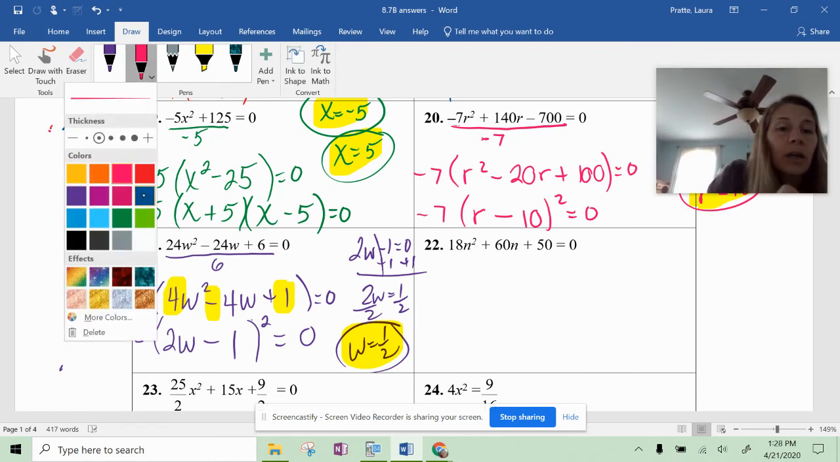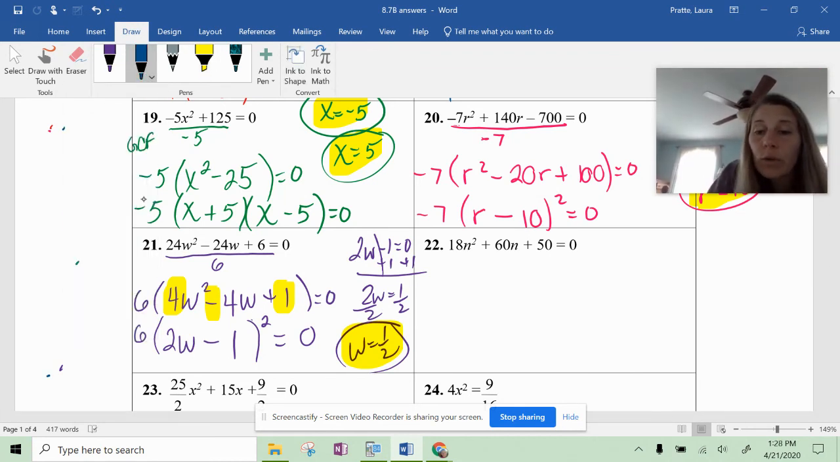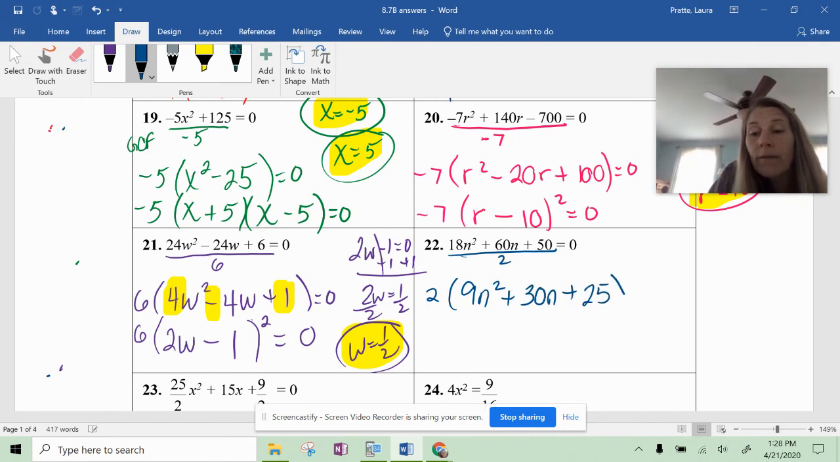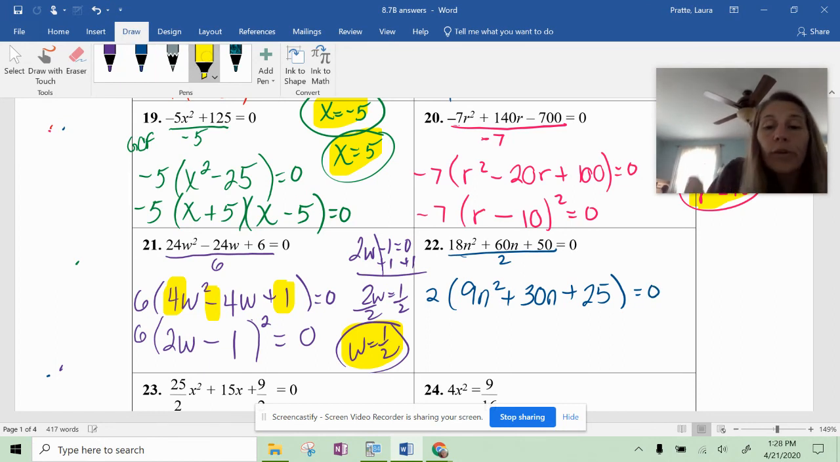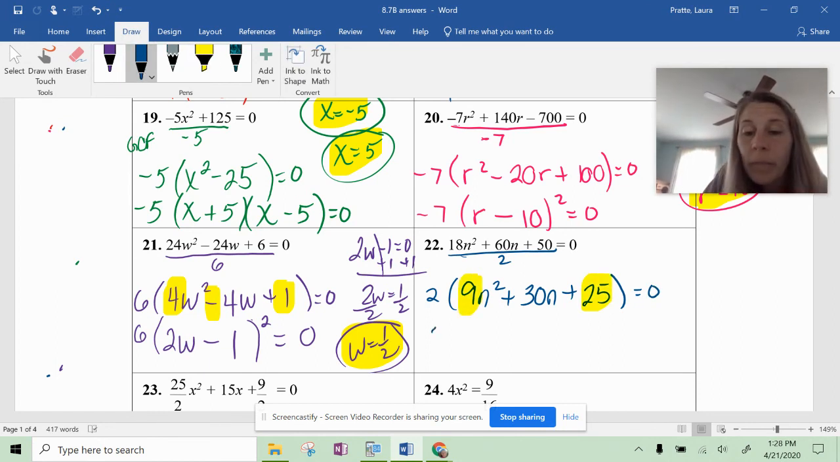Okay, then I'm going to go ahead and do 22. This one looks like, let's see, is there something that's divisible by? Definitely going to be divisible by 2, so let's try that. Take out a GCF of 2, we're left with 9n squared plus 30n plus 25. Both 9 and 25 are perfect squares, so we can use our pattern.